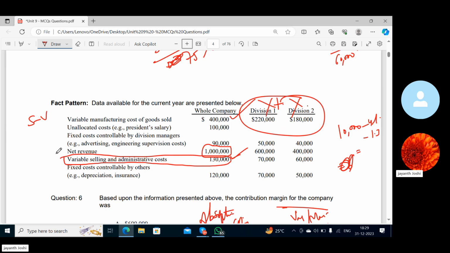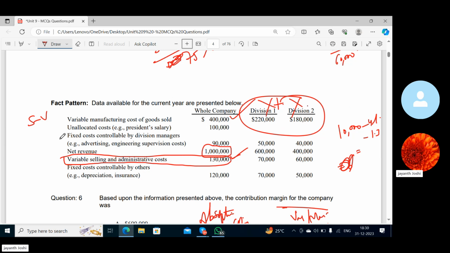Yes, sir. So contribution is sales minus variable cost, but what kind of things do we have? Direct costing considers only variable cost as product cost. Direct costing is marginal costing, okay? And absorption costing treats both variable and fixed cost as product cost. Thus, variable costs are not stated separately, and they have given variable selling and administrative costs.